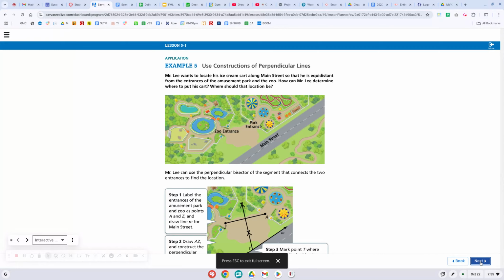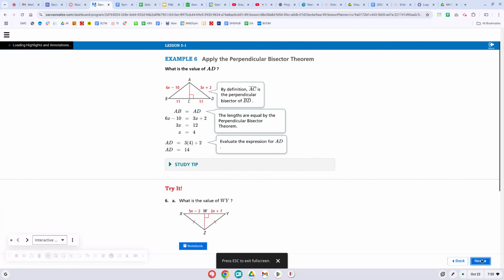Here's how you would use constructions to actually do this in real life. This looks like Oak Island down here. I hope none of you guys watch Oak Island.